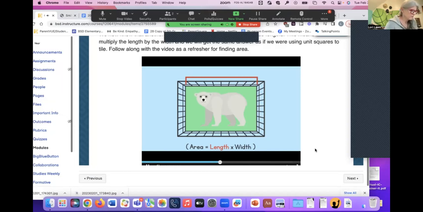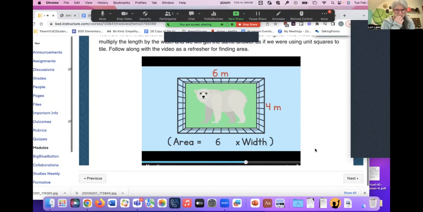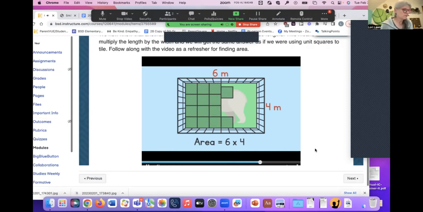Length is the measured distance from one end to the other of the longer side of something. The length of our polar bear cage is 6 meters. Width is the measured distance from one end to the other of the shorter side of something. The width of our polar bear cage is 4 meters. Multiply the length and the width to calculate the area. Write this as area equals 6 times 4. Remember, multiplication is like repeated addition.